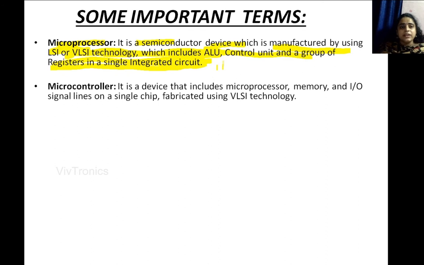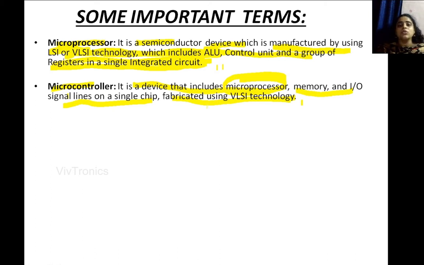Okay, and now what is the definition of a microcontroller? It is a device that includes a microprocessor, memory and I/O signal lines on a single chip fabricated using VLSI technology. So this is also a physical definition of a microcontroller. A microcontroller includes a microprocessor. This is the key point to keep in mind to know the difference between a microprocessor and a microcontroller.